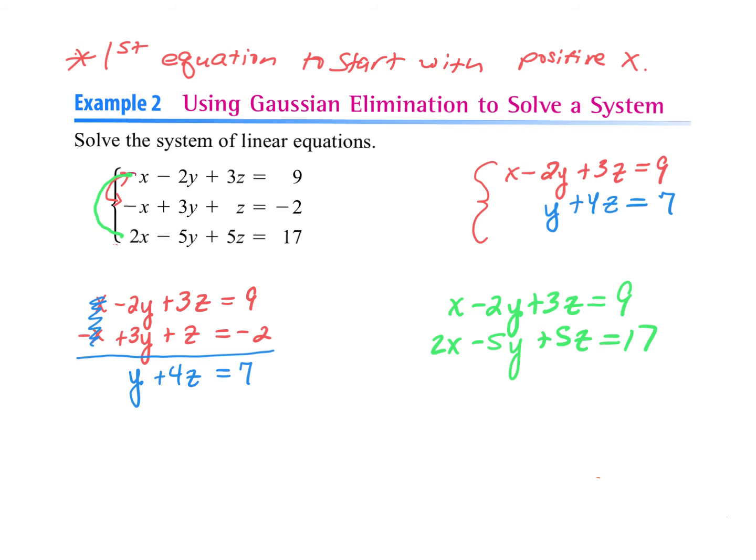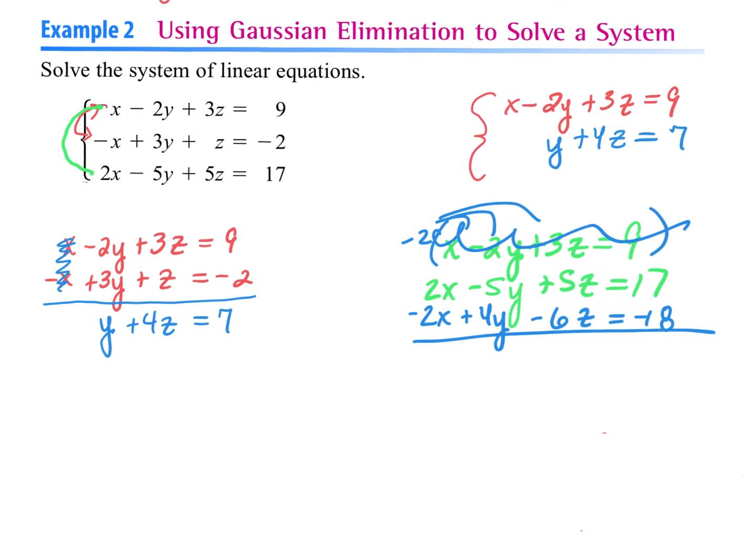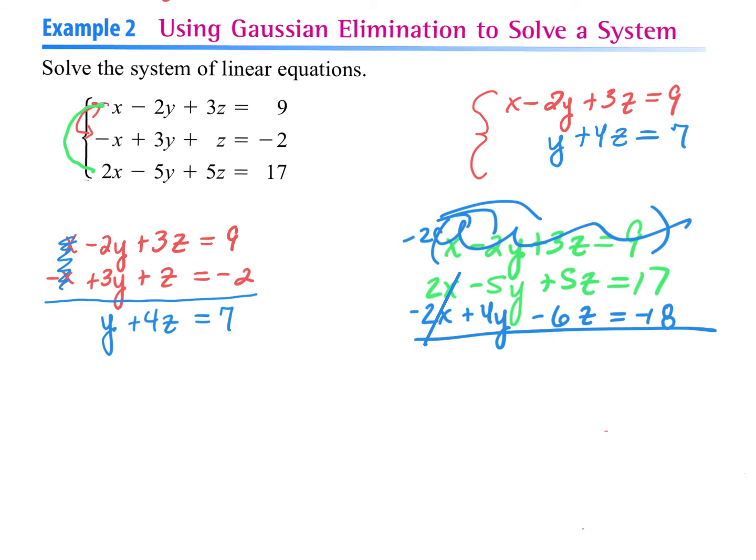What would I multiply the top equation by so I can eliminate the x's? Negative 2, I agree. So I have negative 2x. Negative and negative gives me plus 4y. Negative 2 and 3 gives me minus 6z equals negative 18. You guys agree? Okay, so now let's eliminate our x's. The x's cancel out. I have negative 5y plus 4y gives me negative y. 5z plus negative 6 gives me negative z equals 17 minus 18, negative 1.